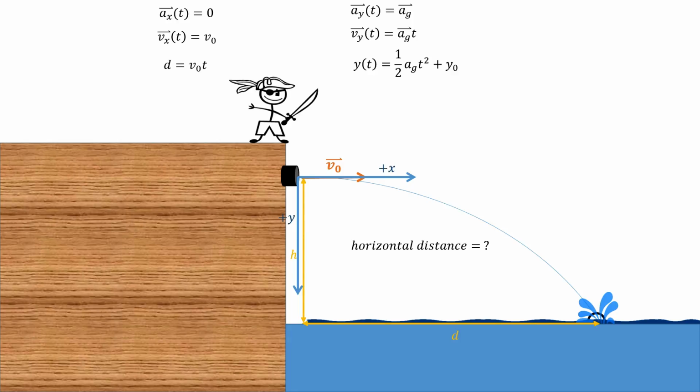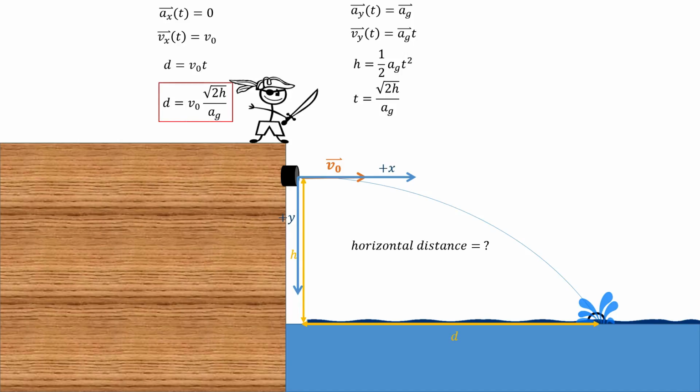To get t out of the equation, we need to look back at the vertical direction. The vertical distance h is equal to y of t minus y0, so h is equal to 1/2 times the acceleration due to gravity times t squared. This time, then, is the time it'll take for the cannonball to hit the water, so I can plug it into my equation for d to get an answer in terms of exclusively known variables.